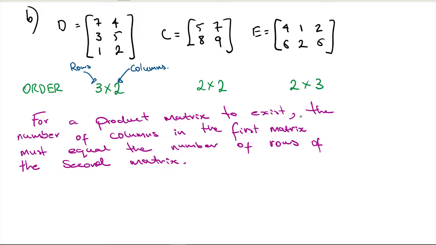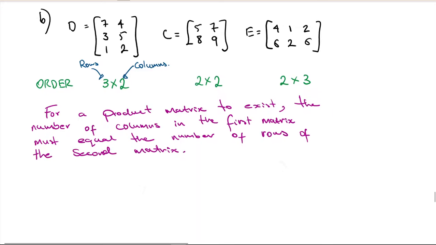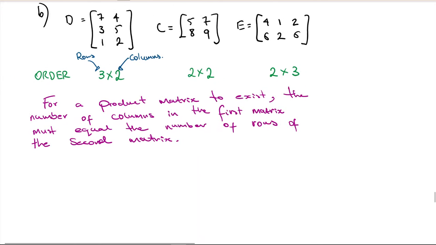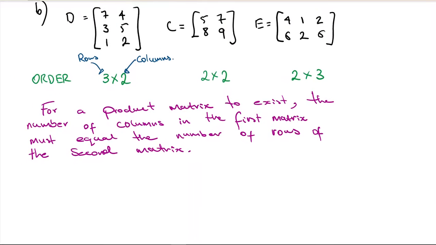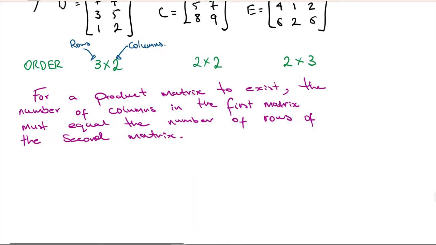Now, for a product matrix to exist, the number of columns in the first matrix must equal the number of rows in the second matrix. So we'll try and investigate all of these matrices and see which ones exist. Okay, I'll start with DC.